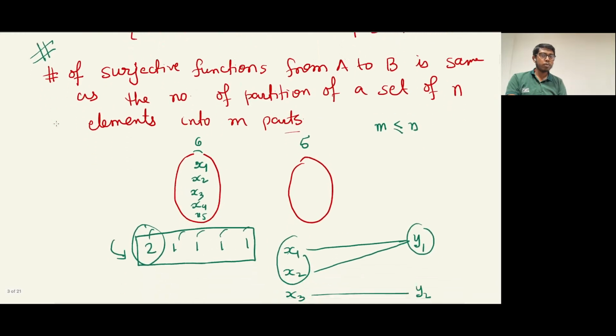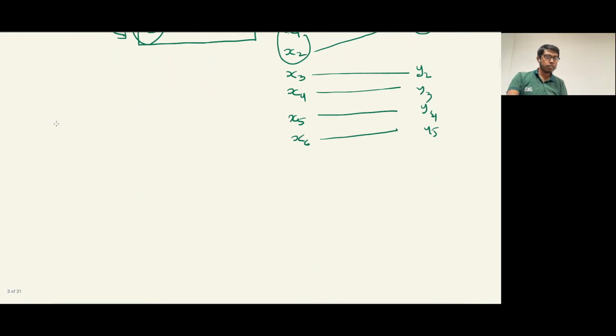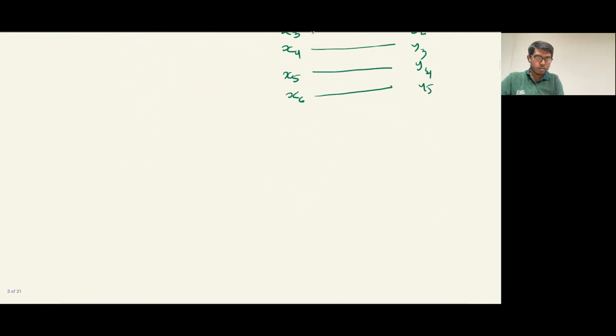Now, is it clear to everyone? So now I'll go to the exclusion and inclusion principle. So, counting by exclusion and inclusion.